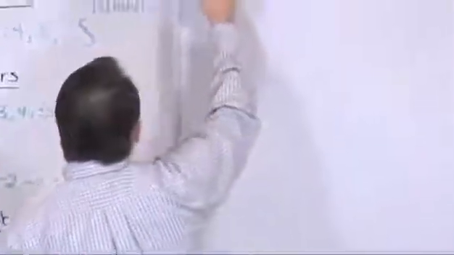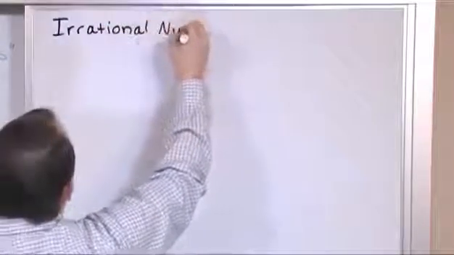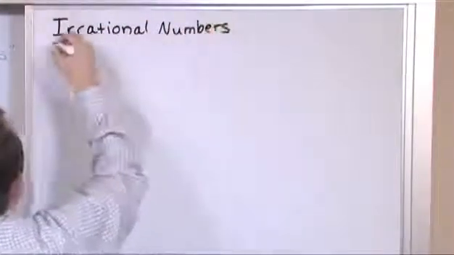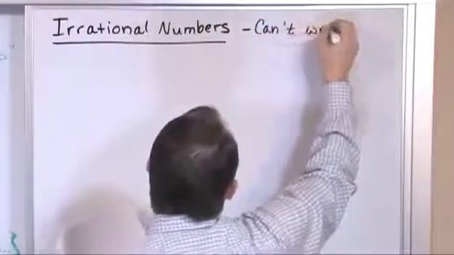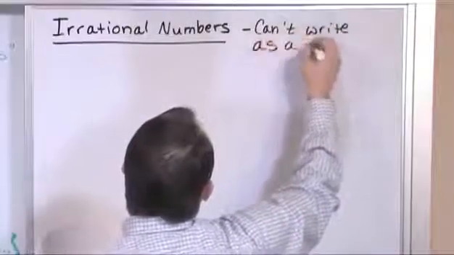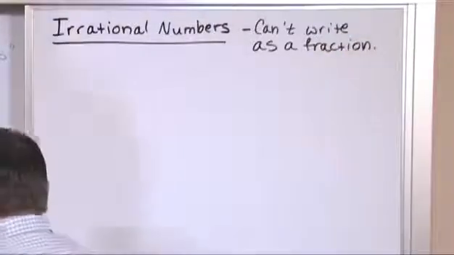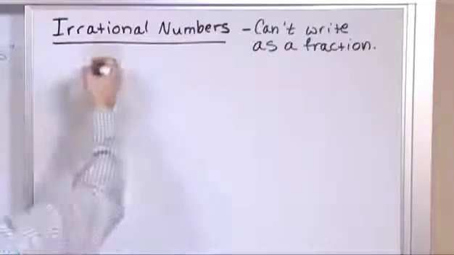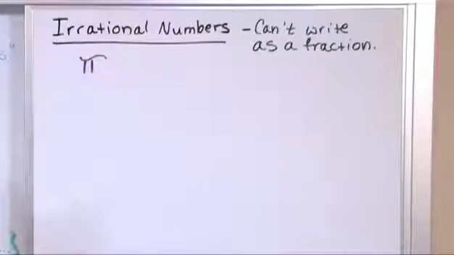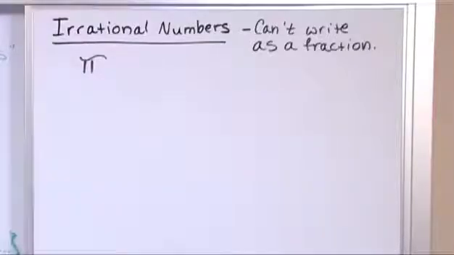So let's write that down. We have irrational numbers. The definition is you cannot write these numbers as a fraction. Now, the most famous example of a number that you know is irrational, that you may not realize, is pi. As you know, that's a really special number. You use it all throughout math. You'll use it in algebra, geometry, trigonometry, calculus, and on and on and on. You'll use the number pi.